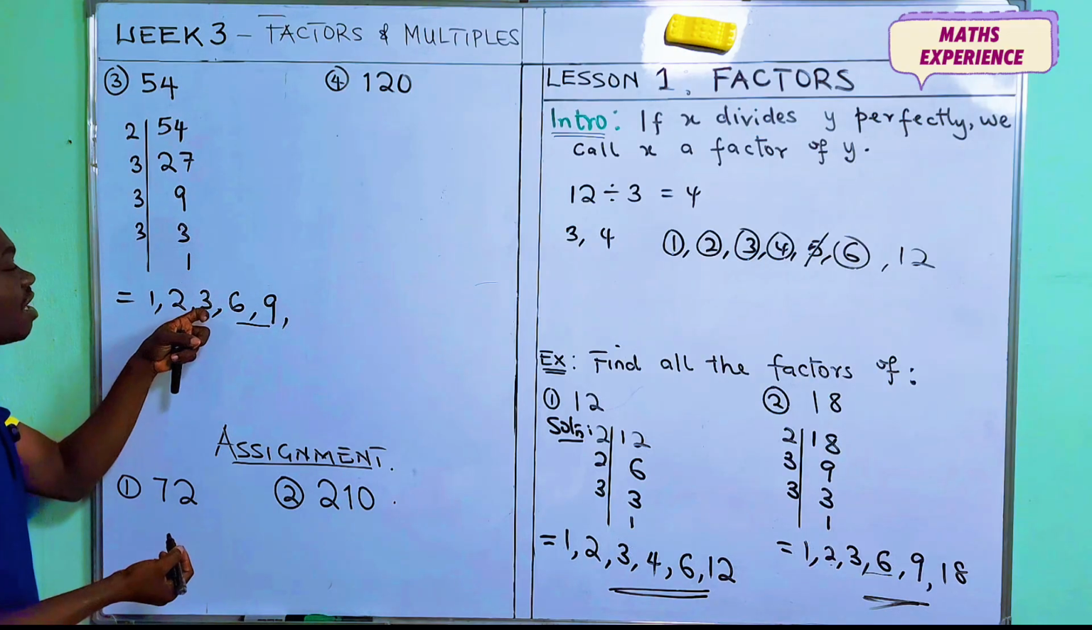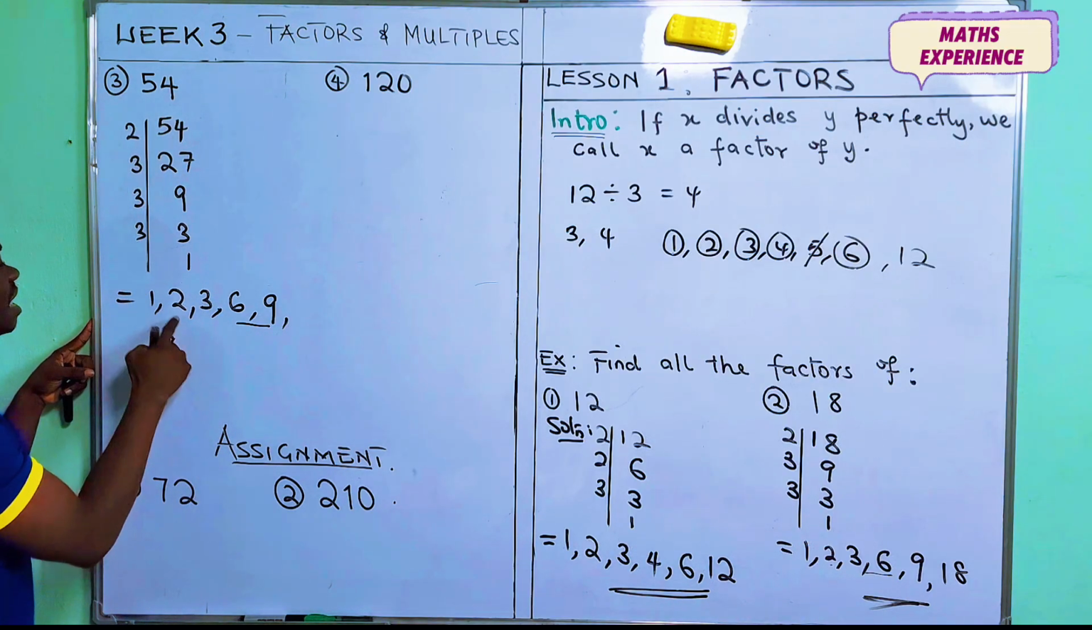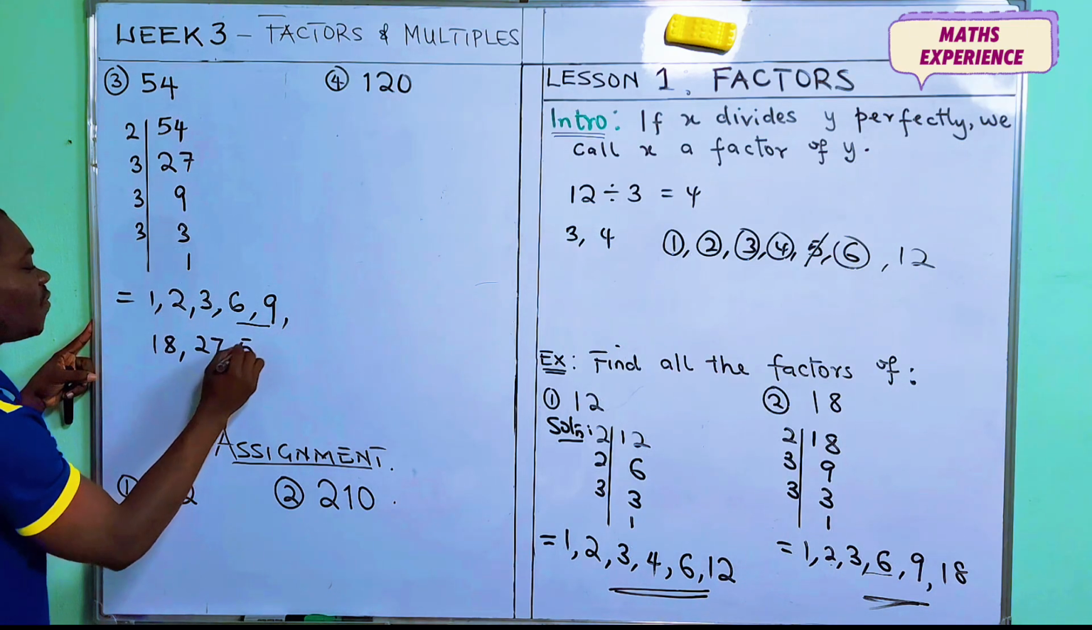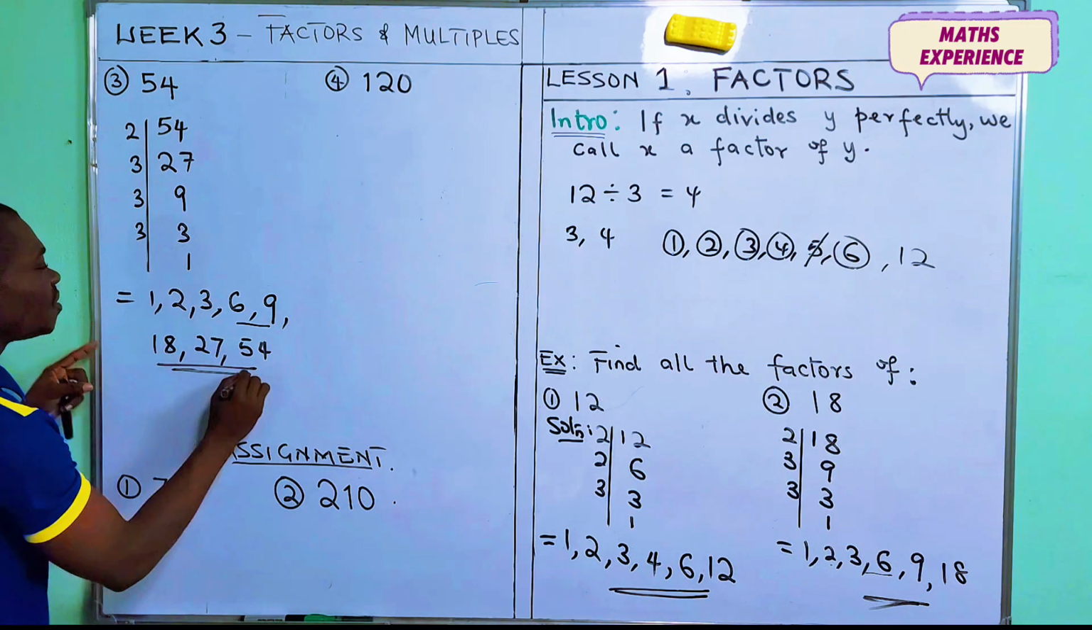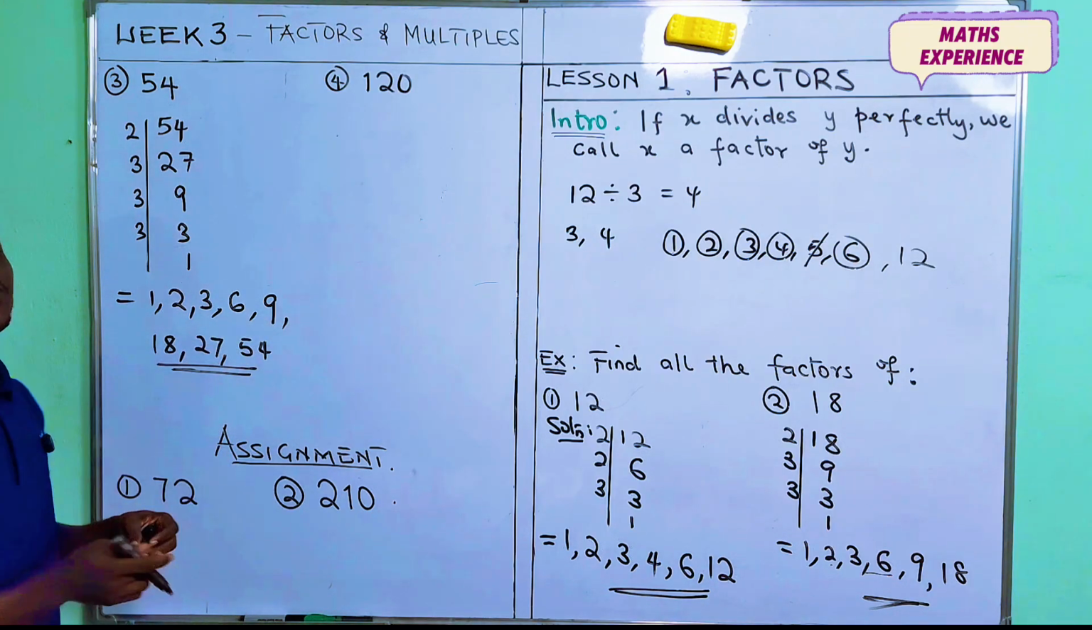So start dividing. 3 divide 54 is 18. And then 2 divide 54 is 27. 1 into 54 is 54. So that has given me the complete factors of 54.